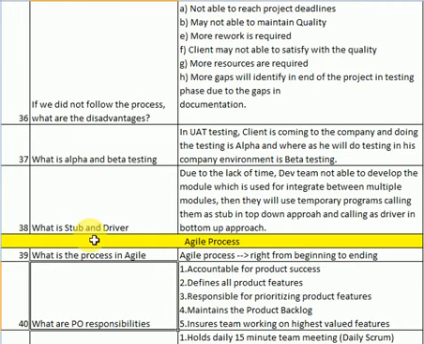If we did not follow the process, what are the disadvantages? If you did not follow the process, what are the disadvantages you are going to get? You are not able to reach your project deadlines, may not be able to maintain quality, more rework is required, the client may not be satisfied with the quality we are delivering, and more resources are required. More gaps will be identified at the end of the project. So these are all the various drawbacks if you did not follow the process.